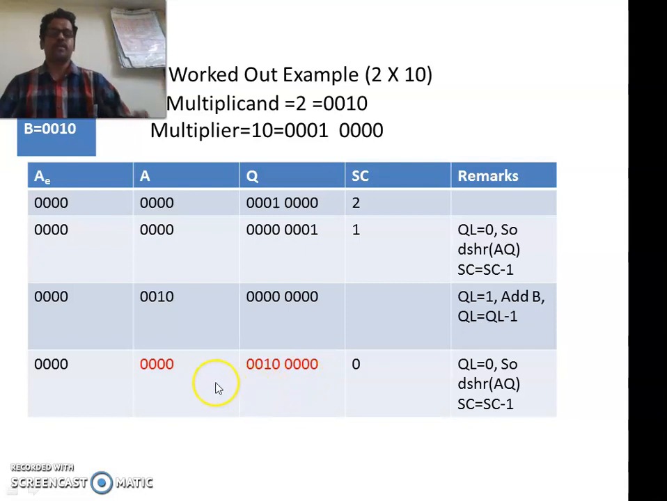Now we can verify the result. 0000 is nothing but 0. 0000 is nothing but 0. 0010 is nothing but 2. 0000 is nothing but 0. Now we can read it as 0020, which is nothing but 20 in decimal form.